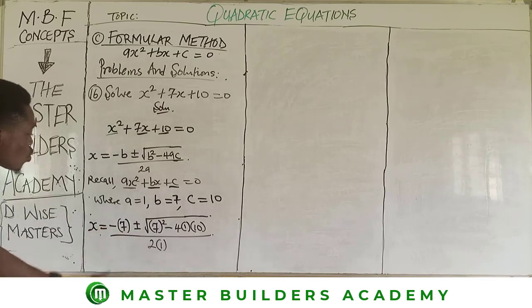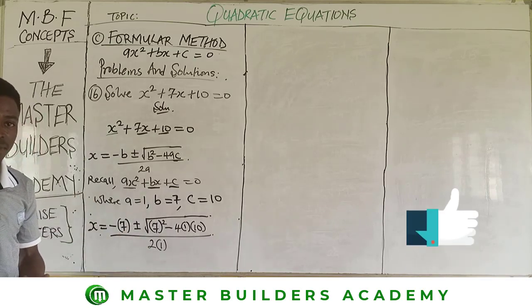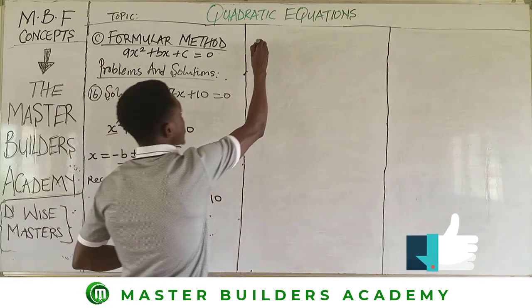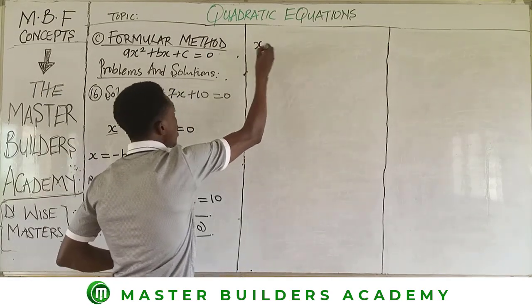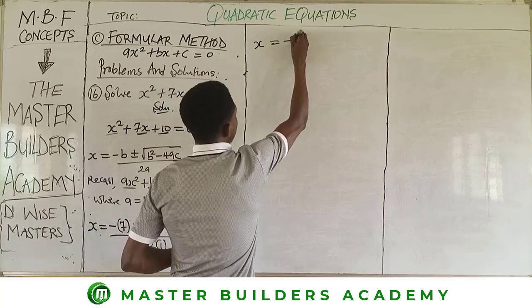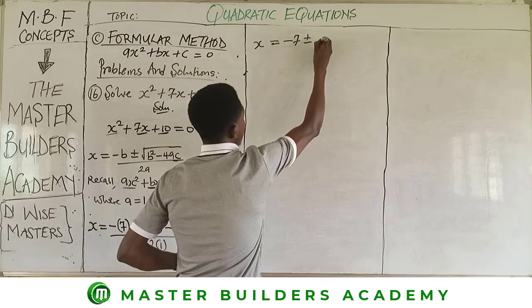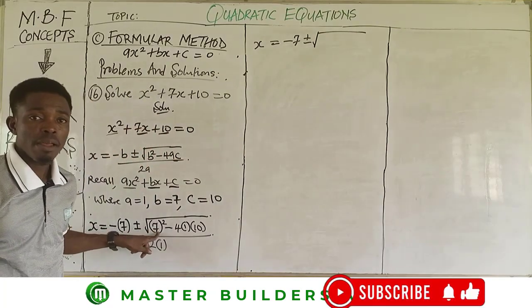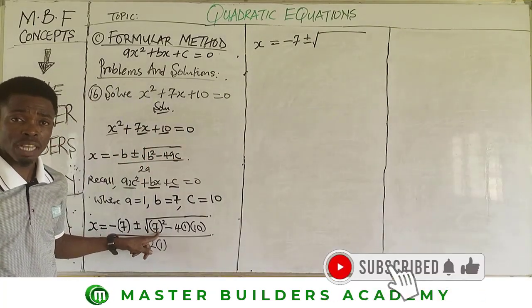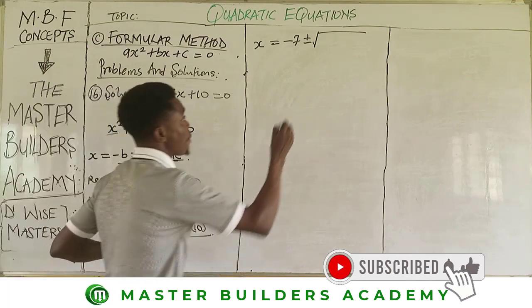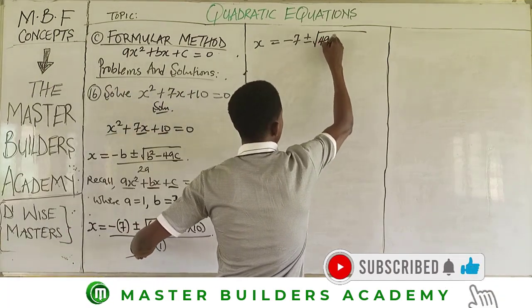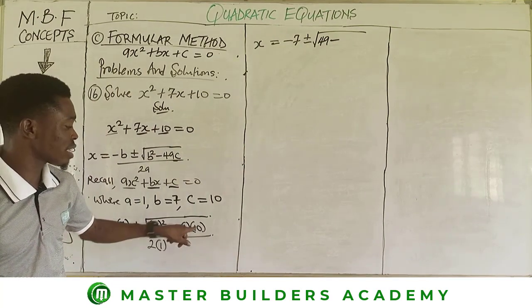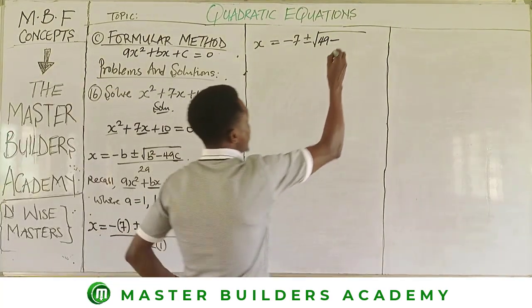Then the next thing we are quickly going to do is to start simplifying this equation. So I put down my x here, then equal to minus 7 plus or minus the square root of. Now guys, 7 squared means 7 times 7, and 7 times 7 is 49. So we'll put down 49. Then minus 4 times 1 is 4, and 4 times 10 is 40. Minus 40.